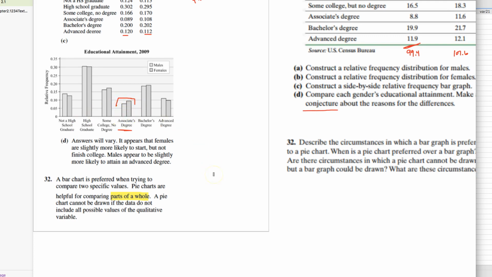So again, an important thing here is a pie chart cannot be drawn if the data do not include all possible values. So because you need the whole, you need all the values of the variable. And so that's what we're talking about. That's it for chapter 2.1.